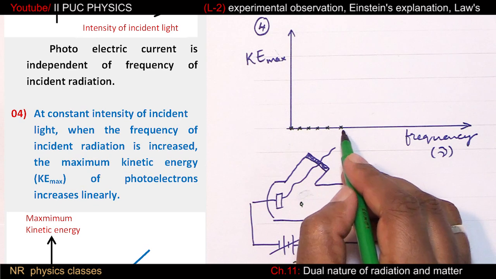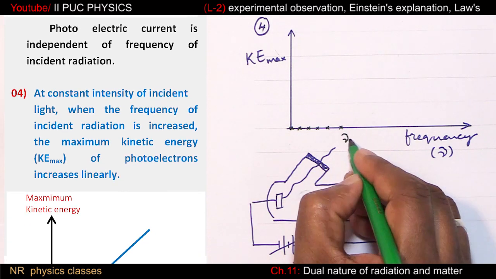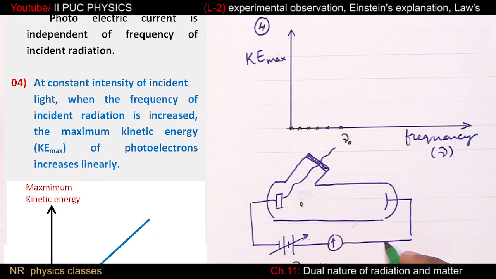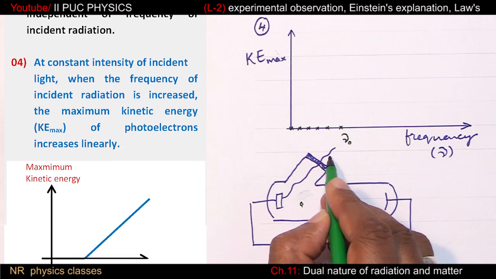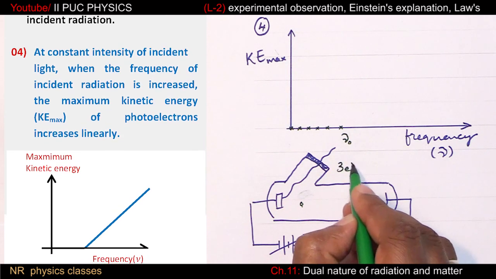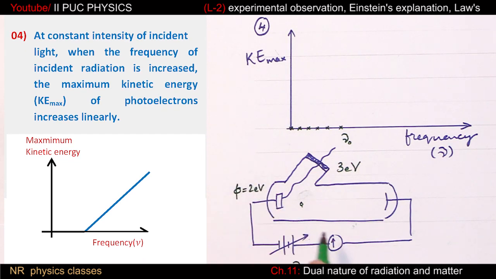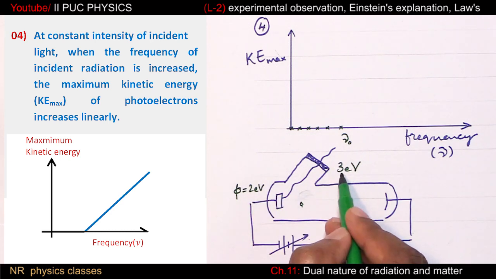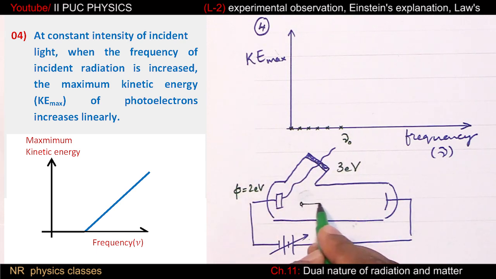At some frequency, photo emission starts, and that frequency is called threshold frequency, isn't it? Fine. Now, if energy of incident is 3 eV and work function is 2 eV, then certainly 3 eV is sufficient to remove electrons. Supplied is 3, required is 2, remaining is 1. So 1 eV is kinetic energy of photoelectrons.